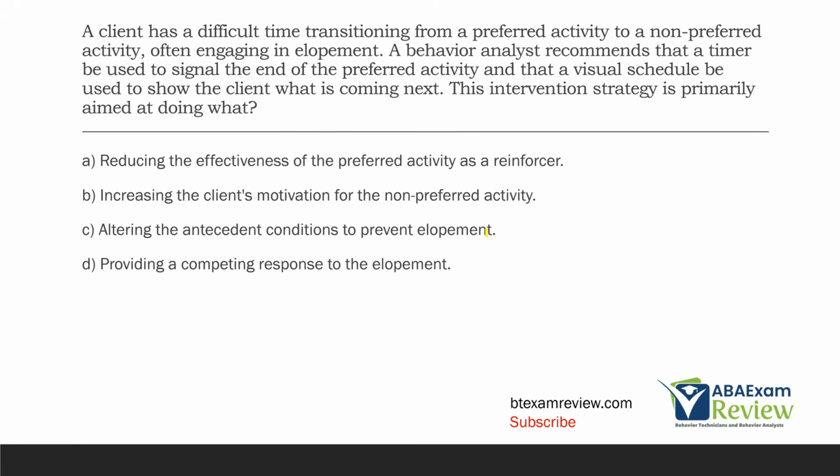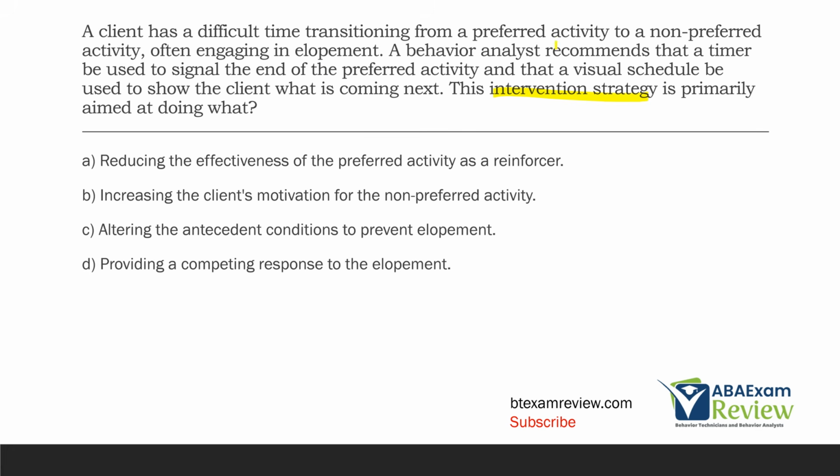A client has a difficult time transitioning from a preferred activity to a non-preferred activity, often engaging in elopement. A behavior analyst recommends that a timer be used to signal the end of the preferred activity and that a visual schedule be used to show the client what is coming next. This intervention strategy is primarily aimed at doing what? What are we trying to accomplish with these intervention strategies?